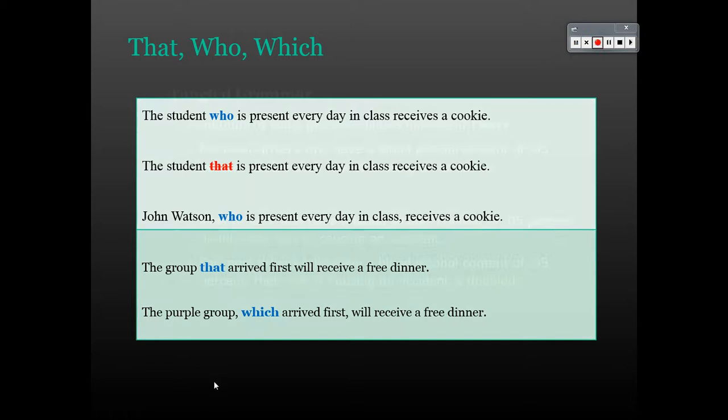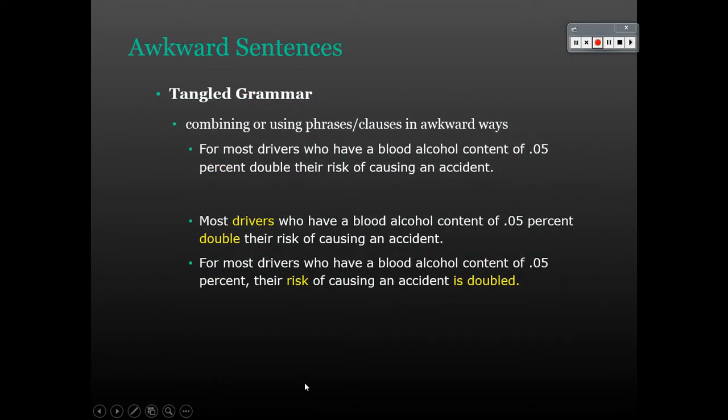All right, but that's kind of an aside. Awkward sentences or tangled grammar. So this is combining or using phrases and clauses in awkward ways. Here's your example. For most drivers who have a blood alcohol content of 0.5%, double their risk of an accident.